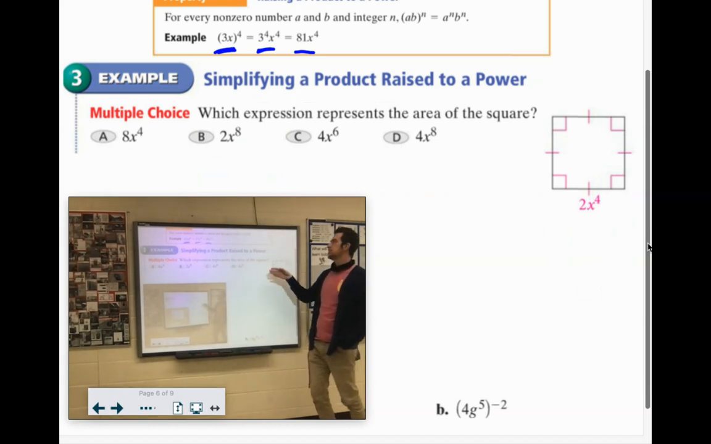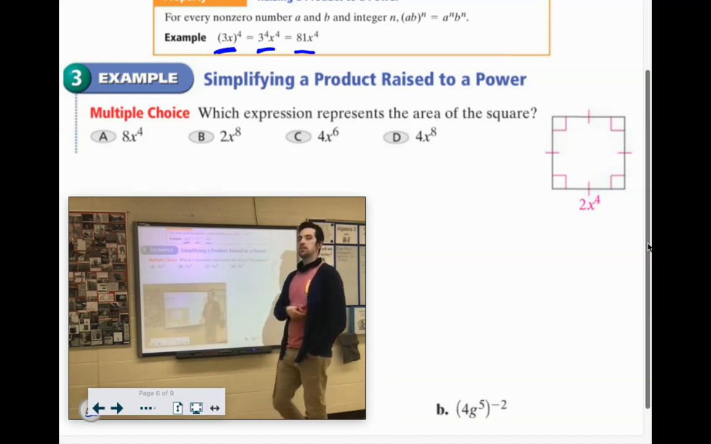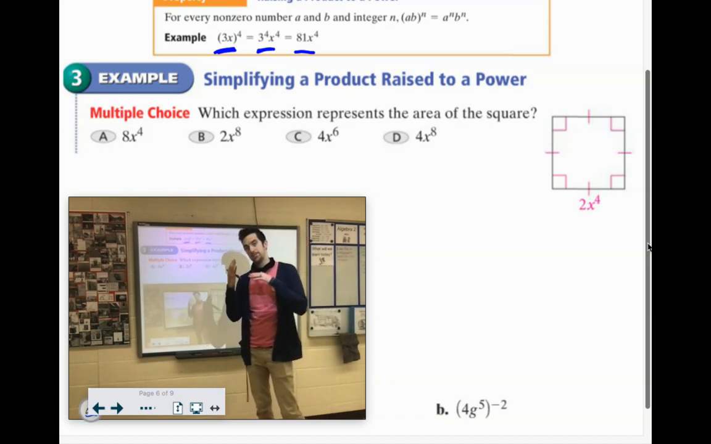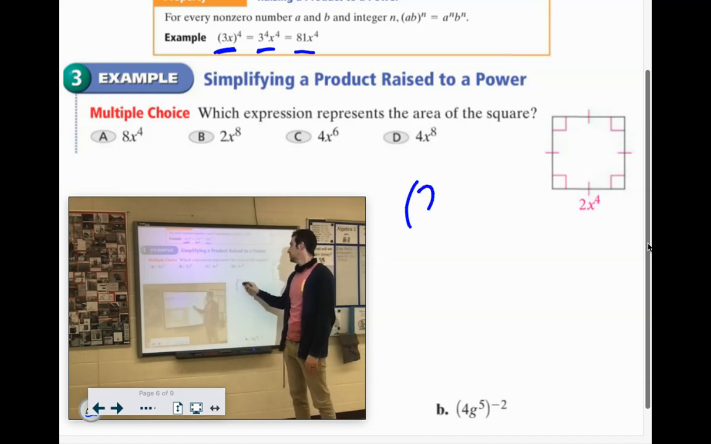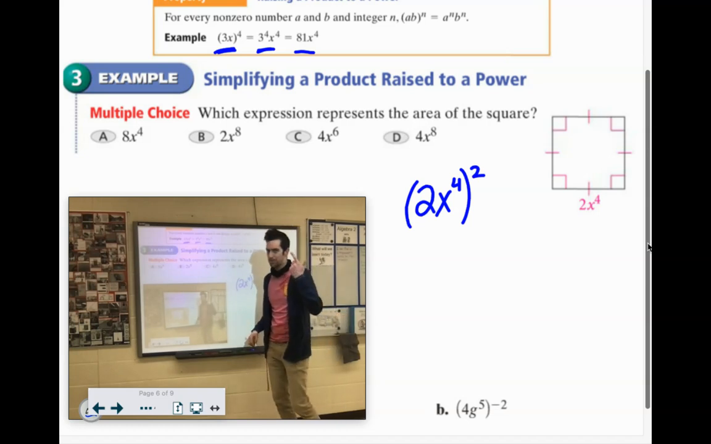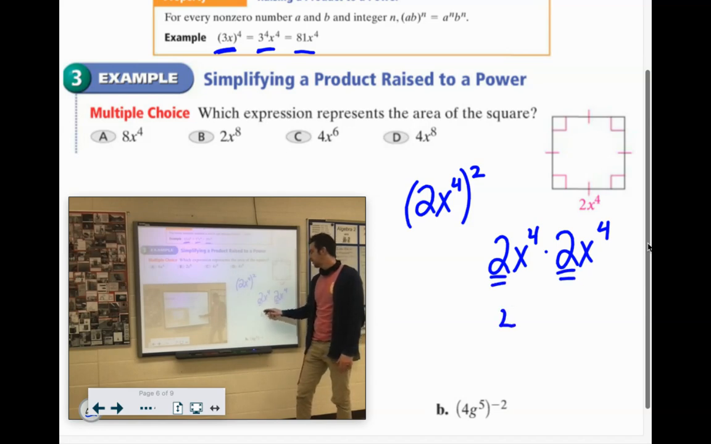Which expression represents the area of the square? Now, they want you to think of the square like this. The area of a square is the length times the length, but they're both the same size, so it'd be like length squared. So they're saying if one of our lengths is 2x to the fourth, then we're going to square it. Honestly, if I was doing a problem like this, I would just do 2x to the fourth times 2x to the fourth, and I would do my 2 times 2, which is 4, and I would do my x to the fourth times x to the fourth, which would give me x to the eighth.